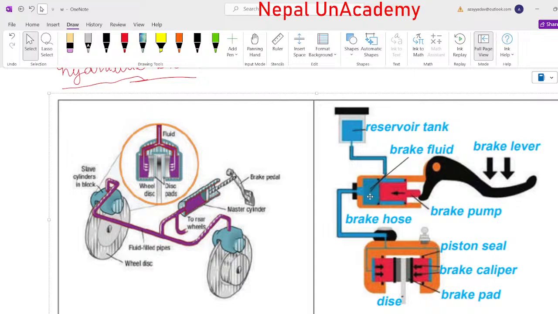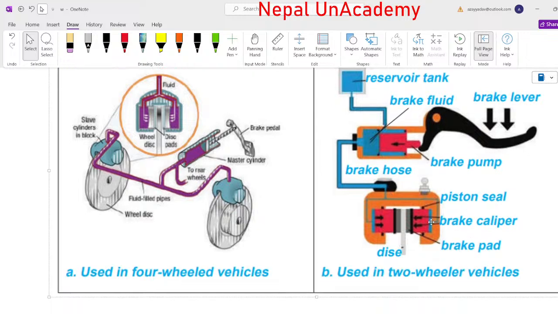the liquid in the vessel will apply pressure on the brake hose, or the pressure will be generated in the vessel uniformly, and this pipe is further connected to the brake hose, or we can say piston seal is there and brake caliper is there or brake pad is there, and this is the disc, which will apply the brake on the vehicle. That is all about the hydraulic brake in two-wheeler and four-wheeler.